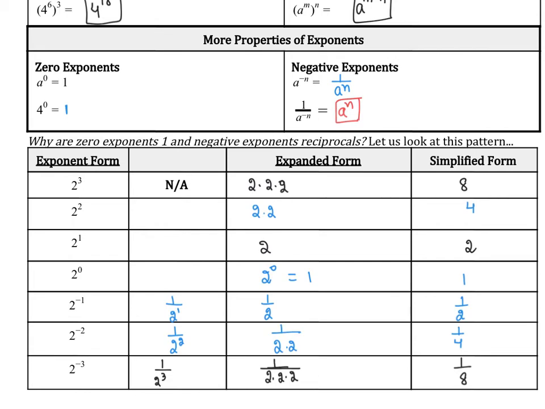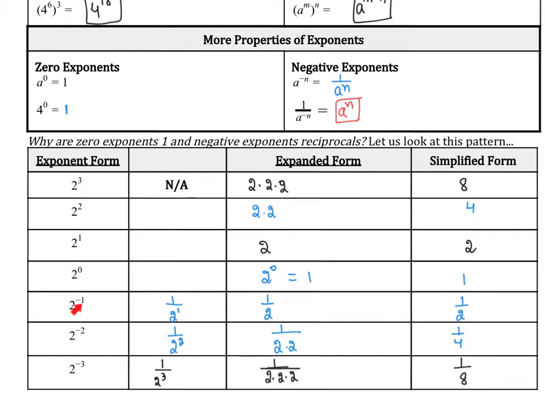Now we are going to complete this table. So 2 to the power 3, we do not change it. We keep it as 2 to the power 3. In expanded form it is 2 times 2 times 2, and its simplified form is 8. 2 to the power 2 is 2 times 2, which is 4. 2 to the power 1 is 2, and the answer is 2. 2 to the power 0, anything to the power 0 is always 1.